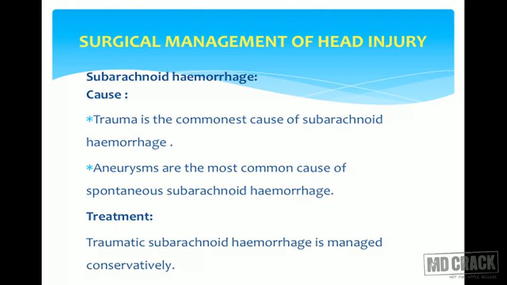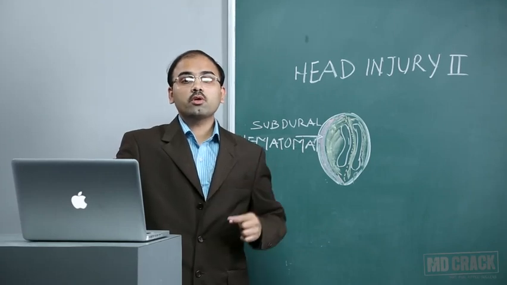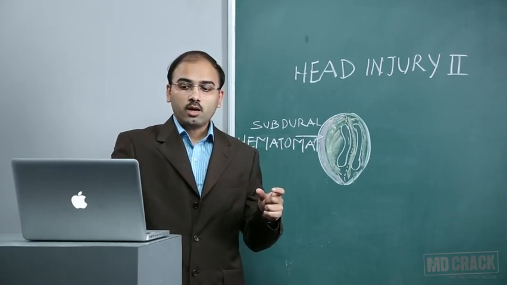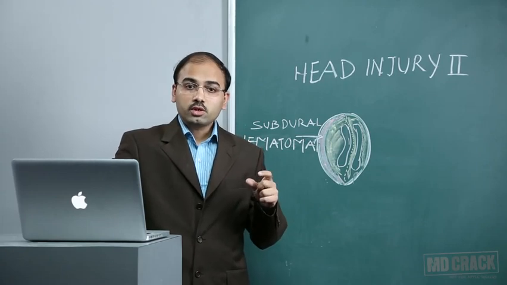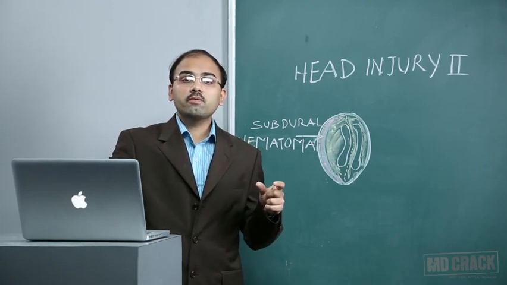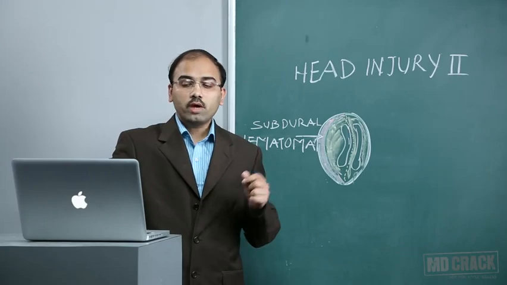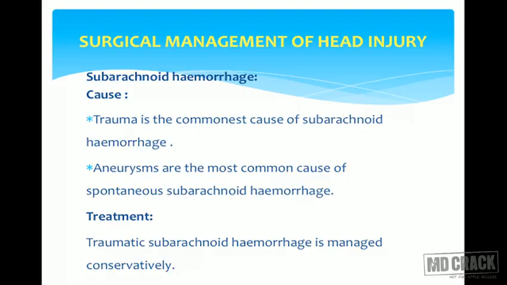Now we'll see one more entity, that is subarachnoid hemorrhage. It is bleeding over the brain parenchyma just below the arachnoid matter. Trauma is the commonest cause of subarachnoid hemorrhage. Aneurysms are next. If you are asked what is the most common cause of subarachnoid hemorrhage, it is trauma. And if you are asked what is the most common spontaneous cause, it is the rupture of aneurysm. So aneurysms are the most common cause of spontaneous subarachnoid hemorrhage, and trauma is the commonest cause of subarachnoid hemorrhage. This difference should be noted.